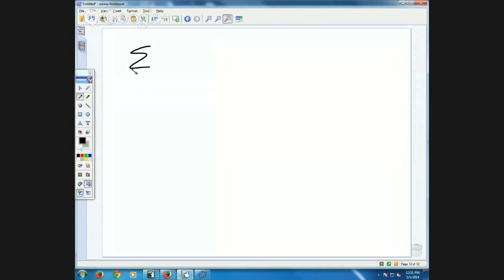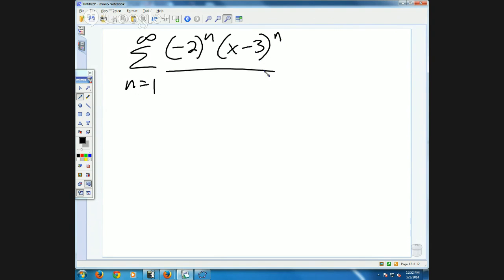How about the sum as n goes from 1 to infinity, negative 2 to the n times x minus 3 to the n over the square root of n plus 3. That's our power series.